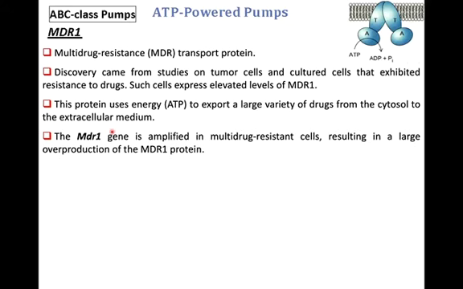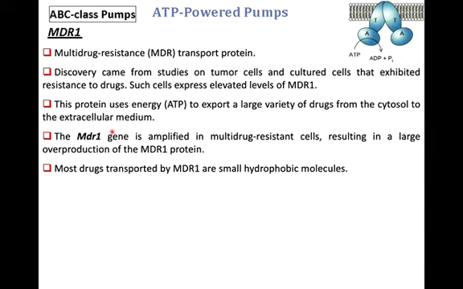The MDR1 gene is amplified obviously in multi-drug resistant cells, resulting in a large overproduction of MDR1 protein. That's why tumor cells are sometimes resistant to therapy, resistant to drugs, because actually the drug is not allowed to stay inside the cell, because it is expelled to the outside by the multi-drug resistant protein on the membrane.